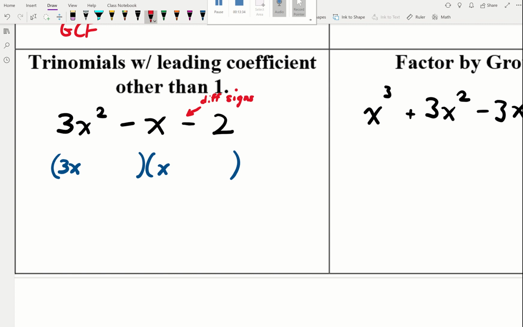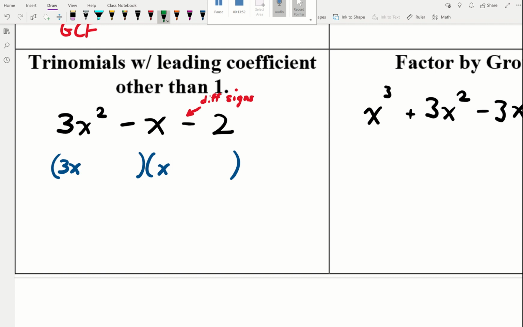Now in the previous example, I went ahead and put plus minus. But when the 3x and the x are different, the signs are the last thing I'm going to do. Now I know that they're different, but I'm going to place them last because where I put the plus and where I put the minus is really going to matter.